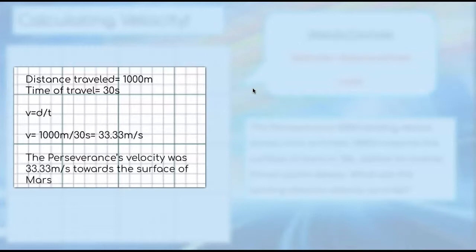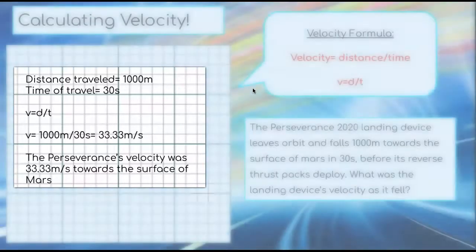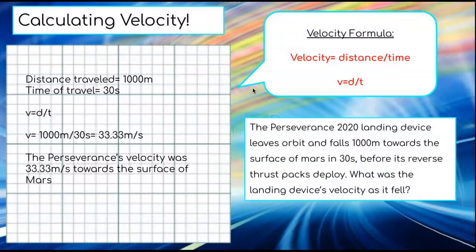If I do the math, that comes to 33.33. I let my units follow me. Meters divided by seconds gives me my velocity unit of meters per second. That tells me that my Perseverance velocity was 33.33 meters per second. And remember, to make it a velocity, we want to make sure that we include that information about direction. So I'll also say towards the surface of Mars.